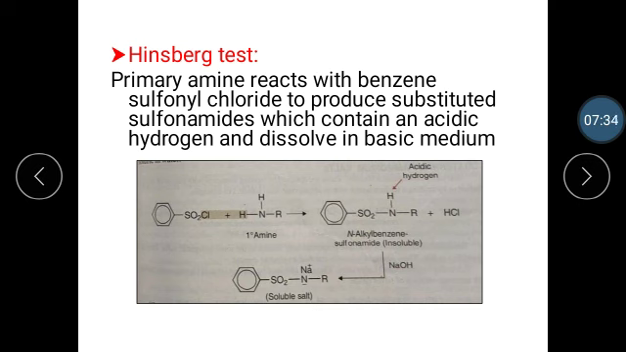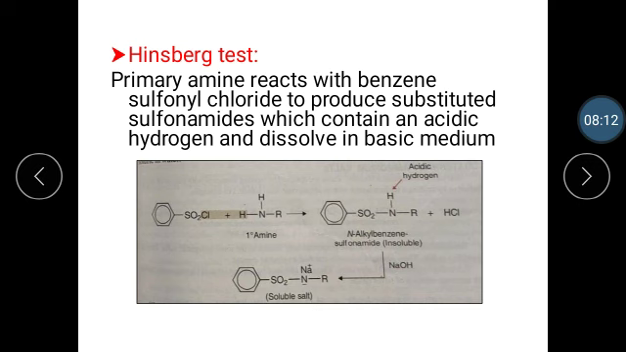Procedure: take small quantities of primary, secondary and tertiary amines in test tubes A, B and C respectively. Using a dropper, add a small quantity of sodium hydroxide in test tubes A, B and C. Now add a small quantity of distilled water to each test tube. Using another dropper, add a small quantity of benzene sulfonyl chloride solution to each test tube. Shake the mixture in each test tube and cool the test tubes in a beaker containing water.